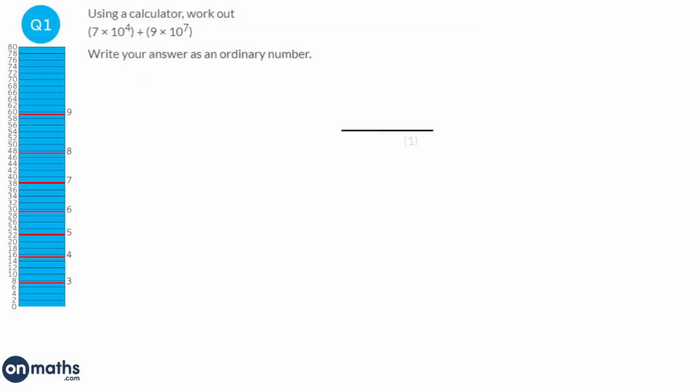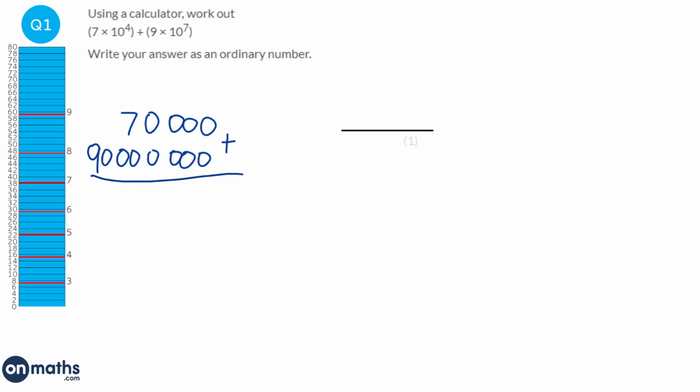So 7 times 10 to the power 4 is going to be 70,000. And 9 times 10 to the power of 7 will be 90 million. And so when you add them together, you get 90,070,000. Now, if you have access to a calculator, if this is on the calculator paper, then you can just type it into your calculator.